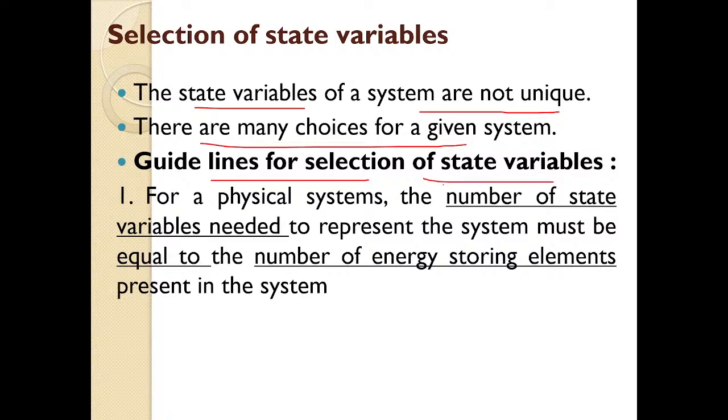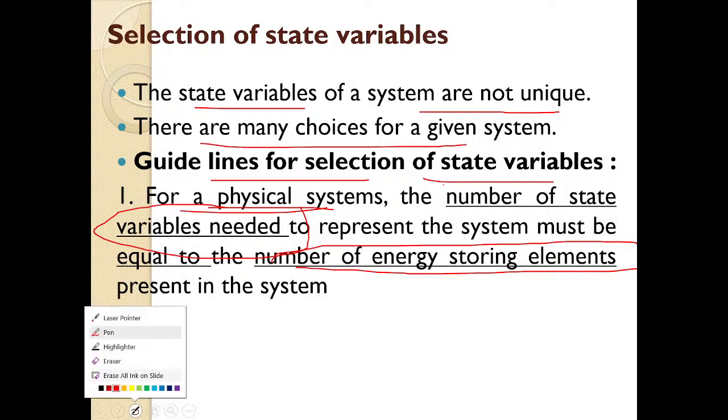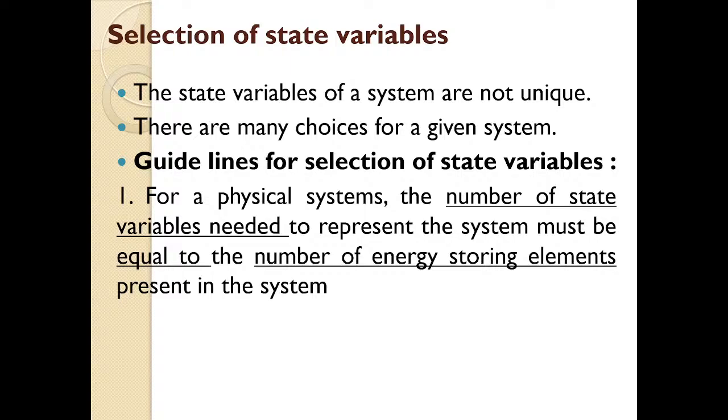First thing is, for a physical system, the number of state variables needed to represent the system should be equal to the number of energy storage elements. As I have already discussed, the number of state variables must be equal to the number of energy storage elements if it is a physical system. That is one guideline.